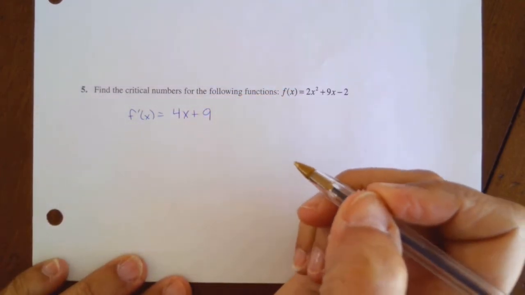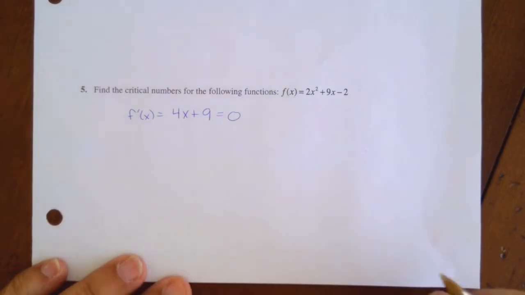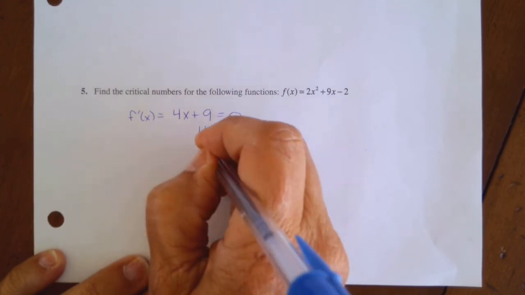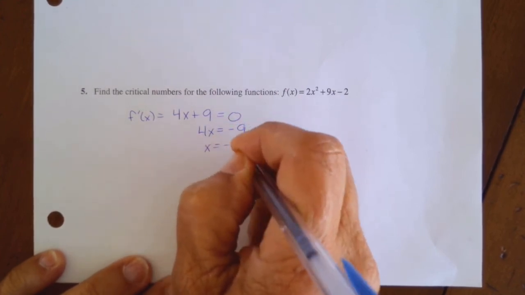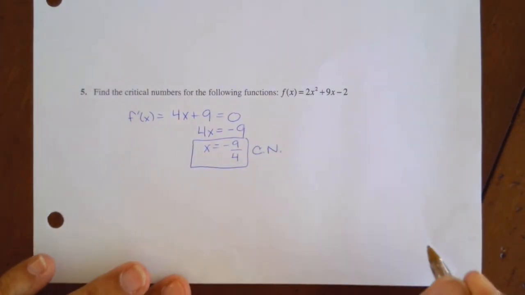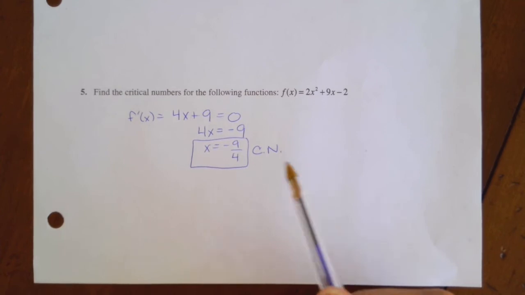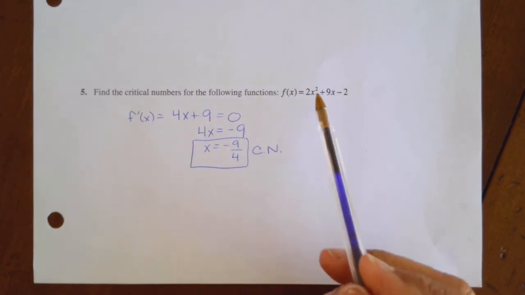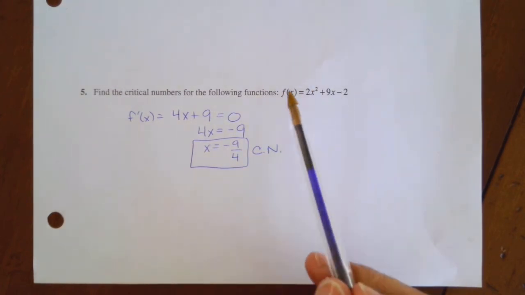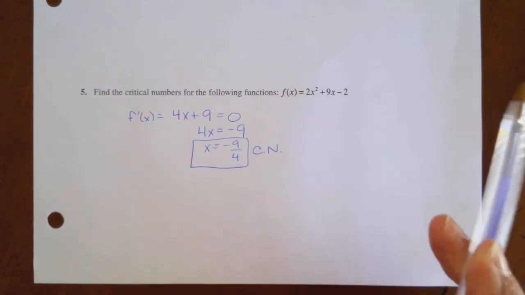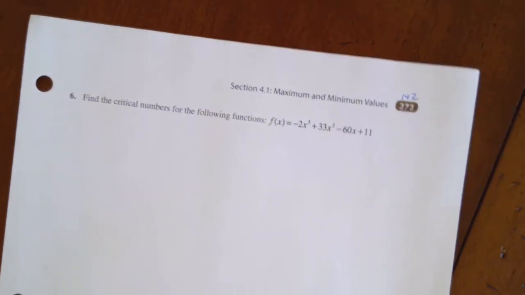Okay. You're going to set the derivative equal to 0, and you're going to solve for x. So we're going to subtract 9 from both sides, divide by 4. Okay, so that right there is your critical number. Okay, so critical number, just the x value. If I wanted to know what the y value was for this ordered pair, remember that you plug this into the original function. You always use the original function to find y. Okay, always to find y, you plug it into the function. All right, so that's just another quick critical number using a polynomial.